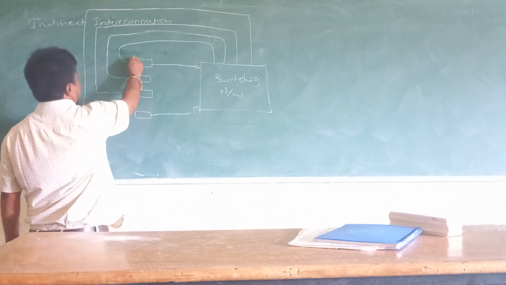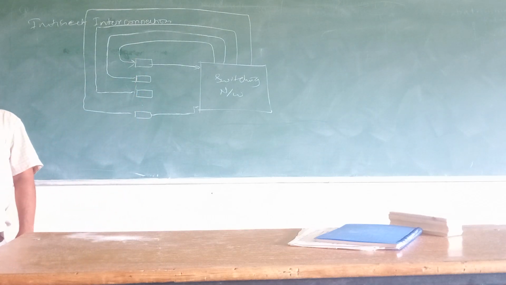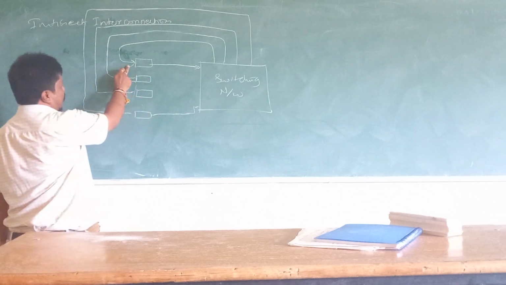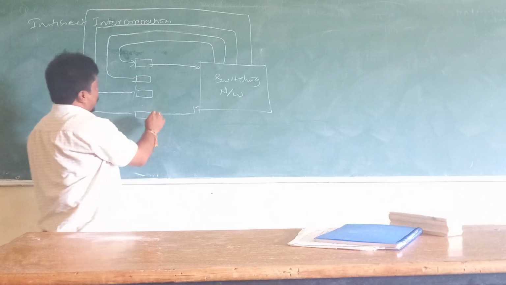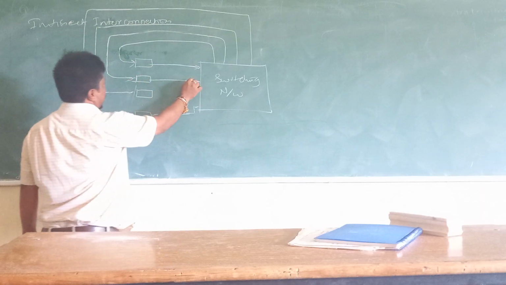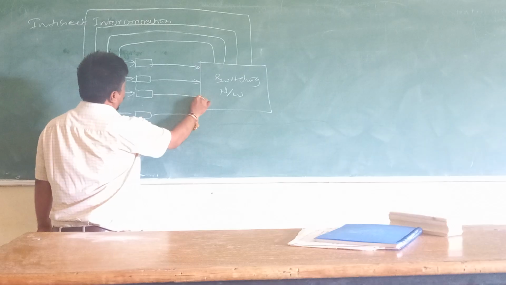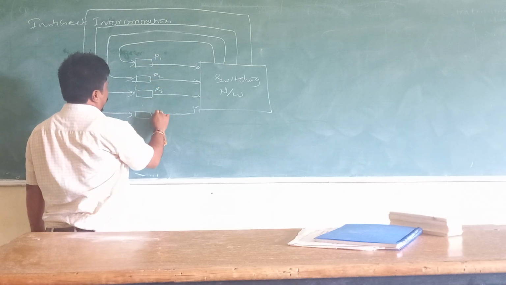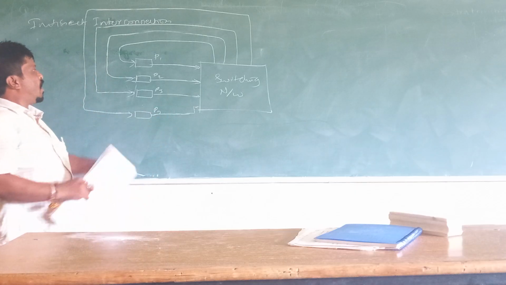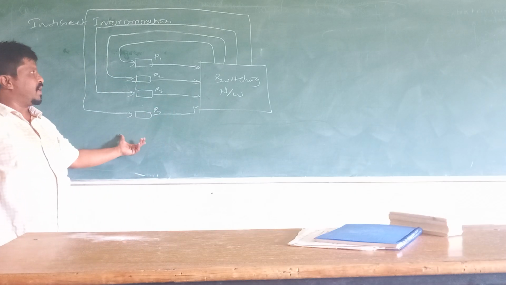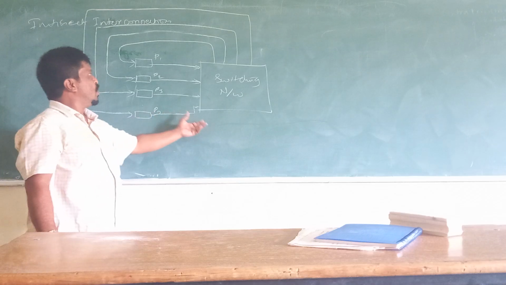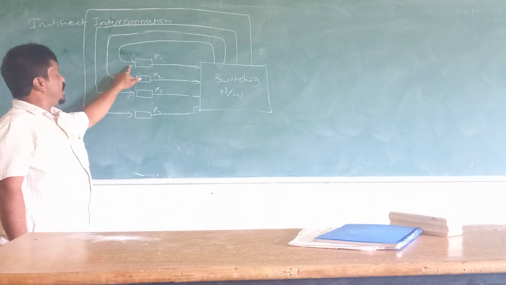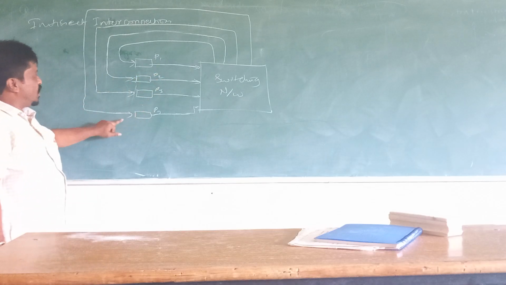This processor can have two links: one is the incoming interconnect link, another one is the outgoing link. This is the incoming link, this is the outgoing link. How many processors are there? P1, P2, P3, up to PN. So many processors, a collection of processors, are connected with the help of the switching network through the links. Each and every processor will have two links: one incoming link, another one the outgoing link.